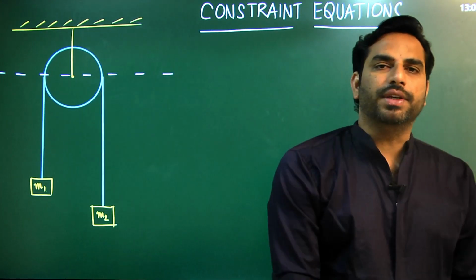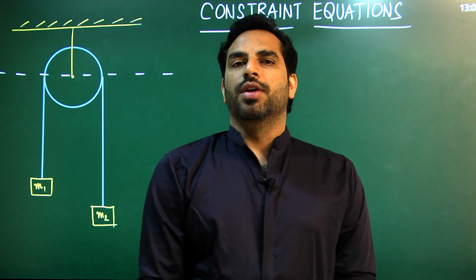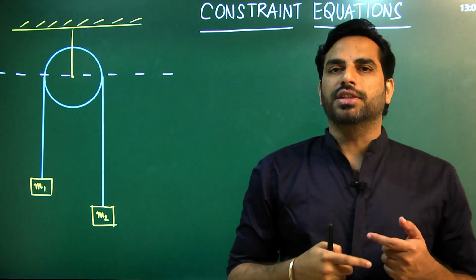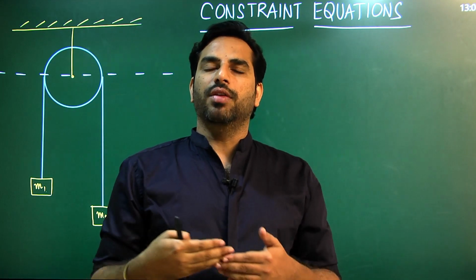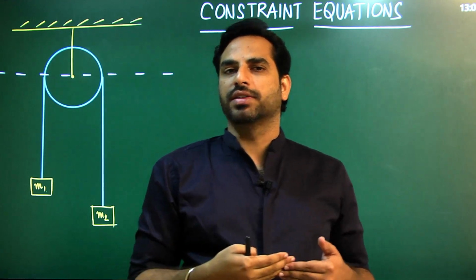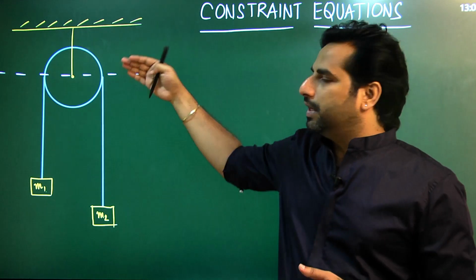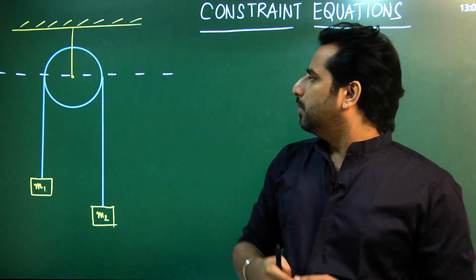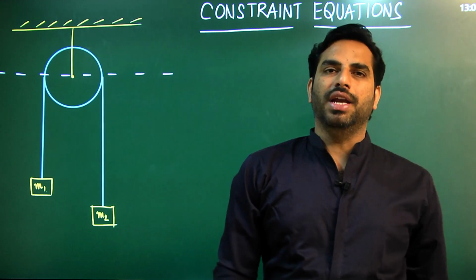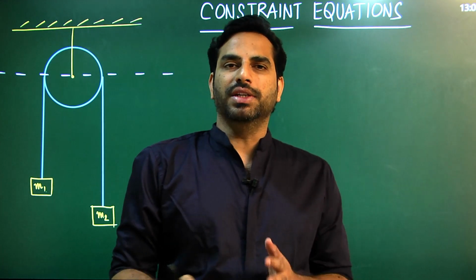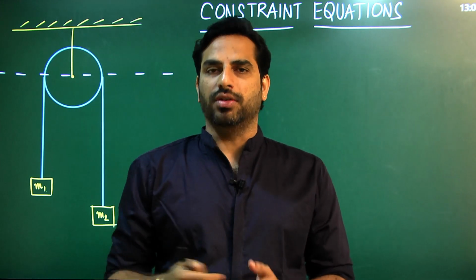The reason why we take a fixed reference line is because we get the accelerations with respect to ground. If we take a movable reference line, then we get accelerations of the blocks with respect to that particular line. So to avoid any complexity, we take a fixed reference line so that we get absolute accelerations, which means accelerations with respect to ground.